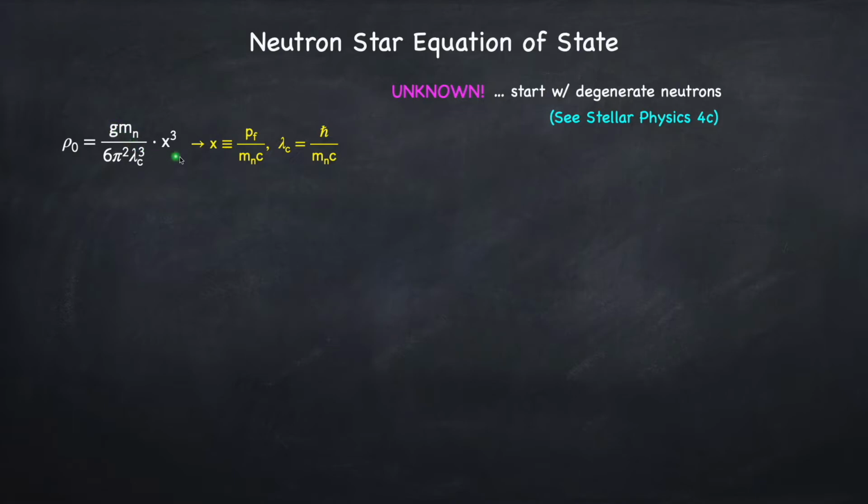X is what's sometimes called the relativistic parameter, and it's the Fermi momentum divided by the mass of the particle. If the Fermi momentum is much greater than the mass, then you have relativistic particles. If it's much less, you have non-relativistic particles. And lambda c, again, is the Compton wavelength of the particle.